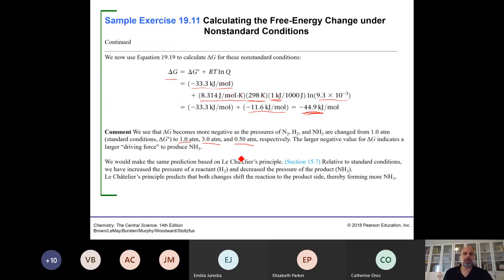And if we go back and think about Le Chatelier's principle, it would also tell us the exact same thing. We have increased the pressure of the reactants, N2 and H2, to a higher pressure, to 3 atmospheres, and you decrease the amount of product pressure, so you'd expect that the reaction would shift to the right-hand side to compensate. So Le Chatelier's principle would also tell us the exact same thing.